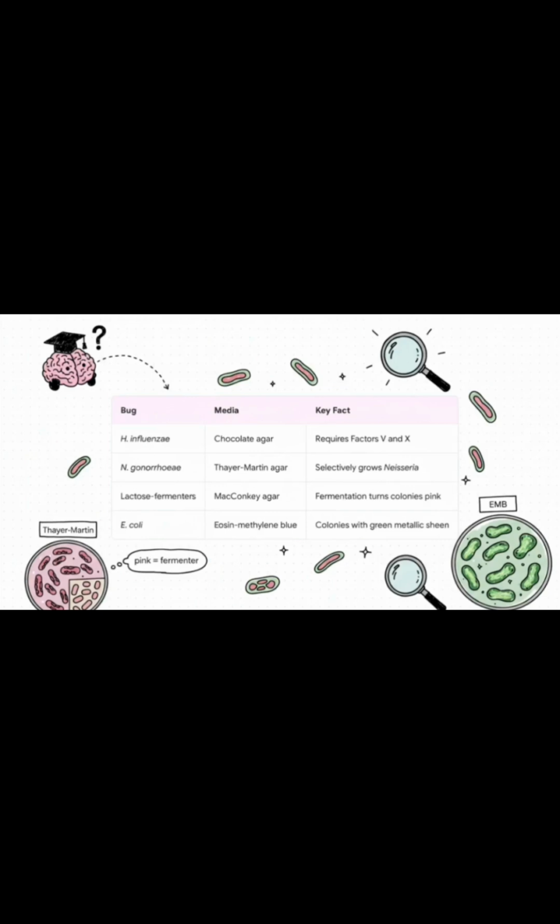Just like stains, some bacteria are super picky eaters. They need special media to grow, and the USMLE loves to test these pairings. H. influenzae on chocolate agar, Neisseria on Thayer-Martin. These are classics. MacConkey agar is great because it helps us tell if a bug ferments lactose. If it does, the colonies turn pink. And maybe the most famous of all, E. coli on EMB agar. It produces this unmistakable, iridescent green metallic sheen. You see that, you think E. coli, period. It's an easy point on exam day.